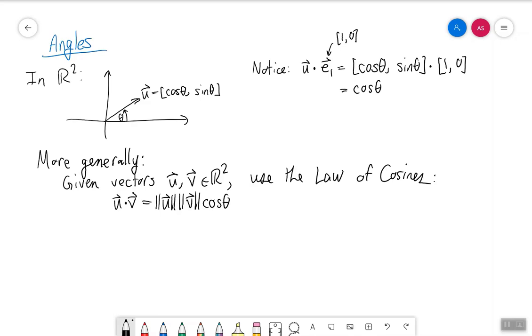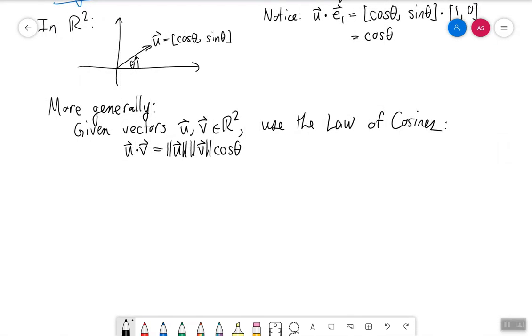So here, what is theta? Theta is the smaller angle between these two vectors. So here's u and here's v, and theta is the smaller angle.